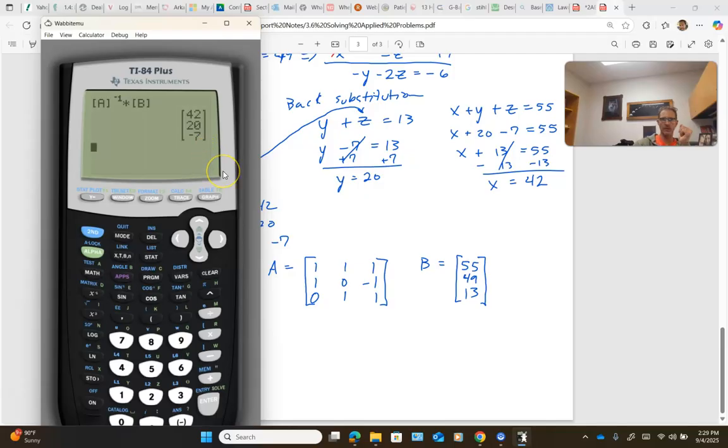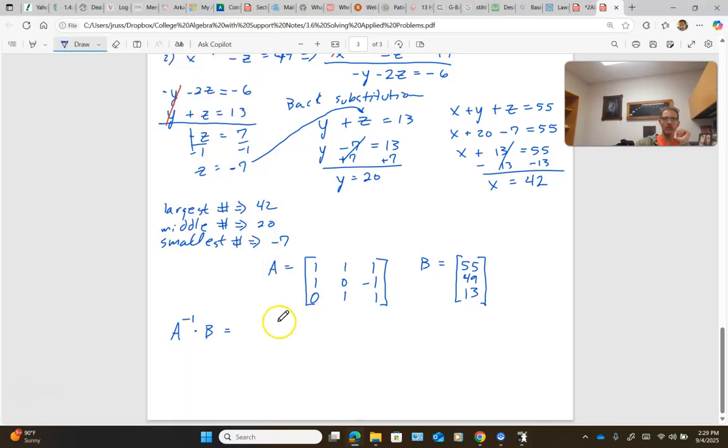42, 20, negative 7. Okay, so I just wanted to show you that to be thorough. Now I'll go ahead and write this as a 3 by 1 matrix. 42, 20, and negative 7. Okay. So matrices are really quite powerful, guys, as you're going to see in the next section. They're really neat. They're really interesting.